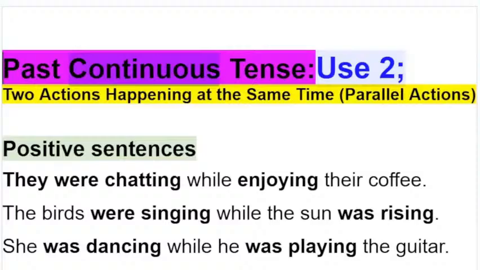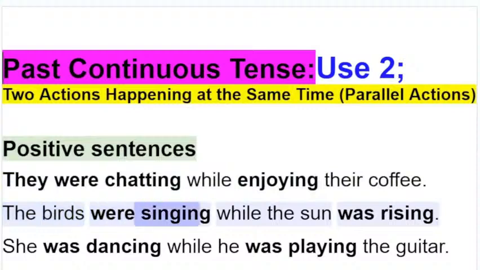Past continuous tense. Use to: two actions happening at the same time, parallel actions. Positive sentences. They were chatting while enjoying their coffee.